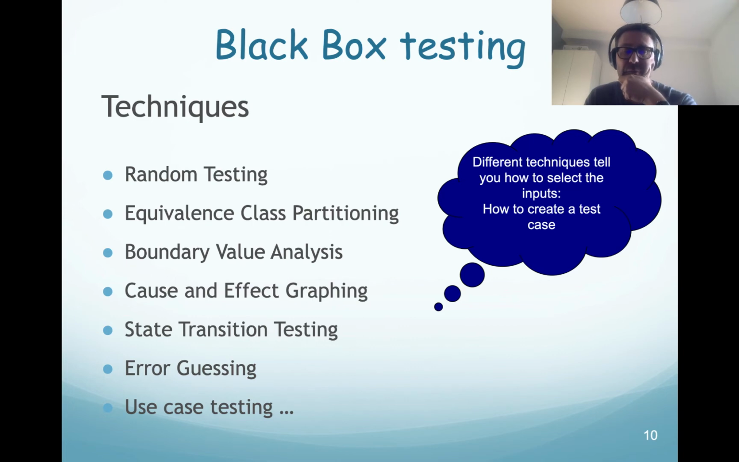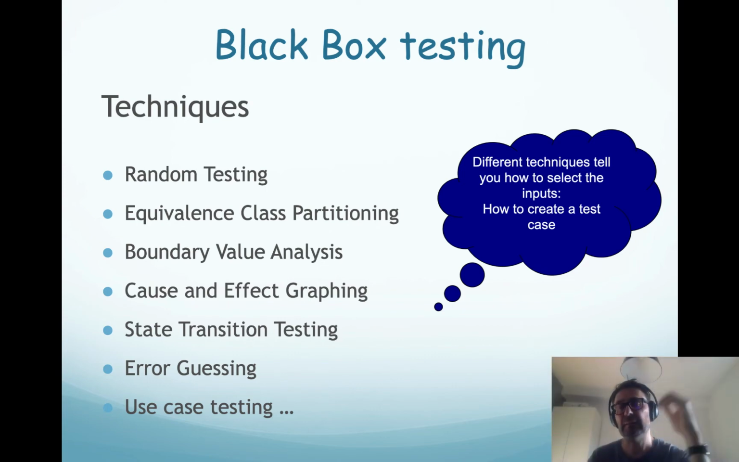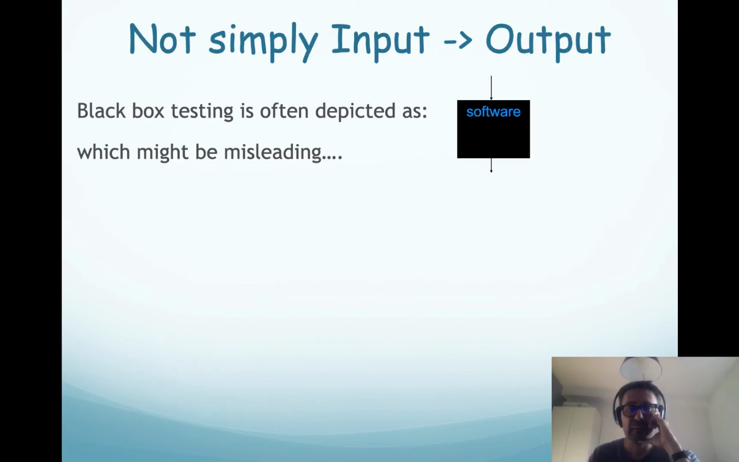Error guessing is more heuristic based. Use case testing is more driven by UML diagrams like use case diagrams and so on. So there are many, many black box testing techniques, and what they have in common is the initial structure, that we don't look inside, we look at some approximation of the perfect oracle. So we look at the specification or based on our experience, and then we write down test cases from the outside.